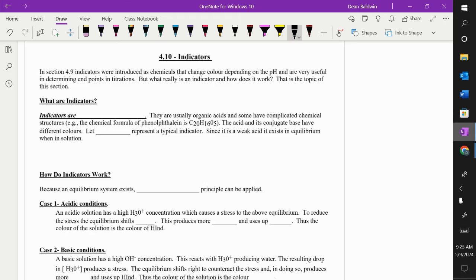Indicators today. So what is an indicator? We use them all the time, as you've done with your titrations, but really we don't know what they are. We know that they just change color. But in general, indicators are weak acids.